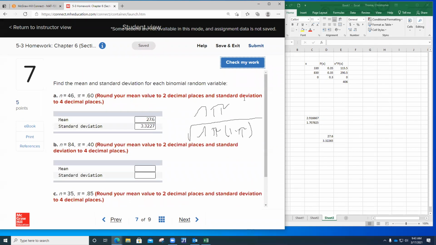All right, so I'll let you finish the rest of those. Remember, mean is n times the probability. Standard deviation is n times probability of success times probability of failure, and take the square root.